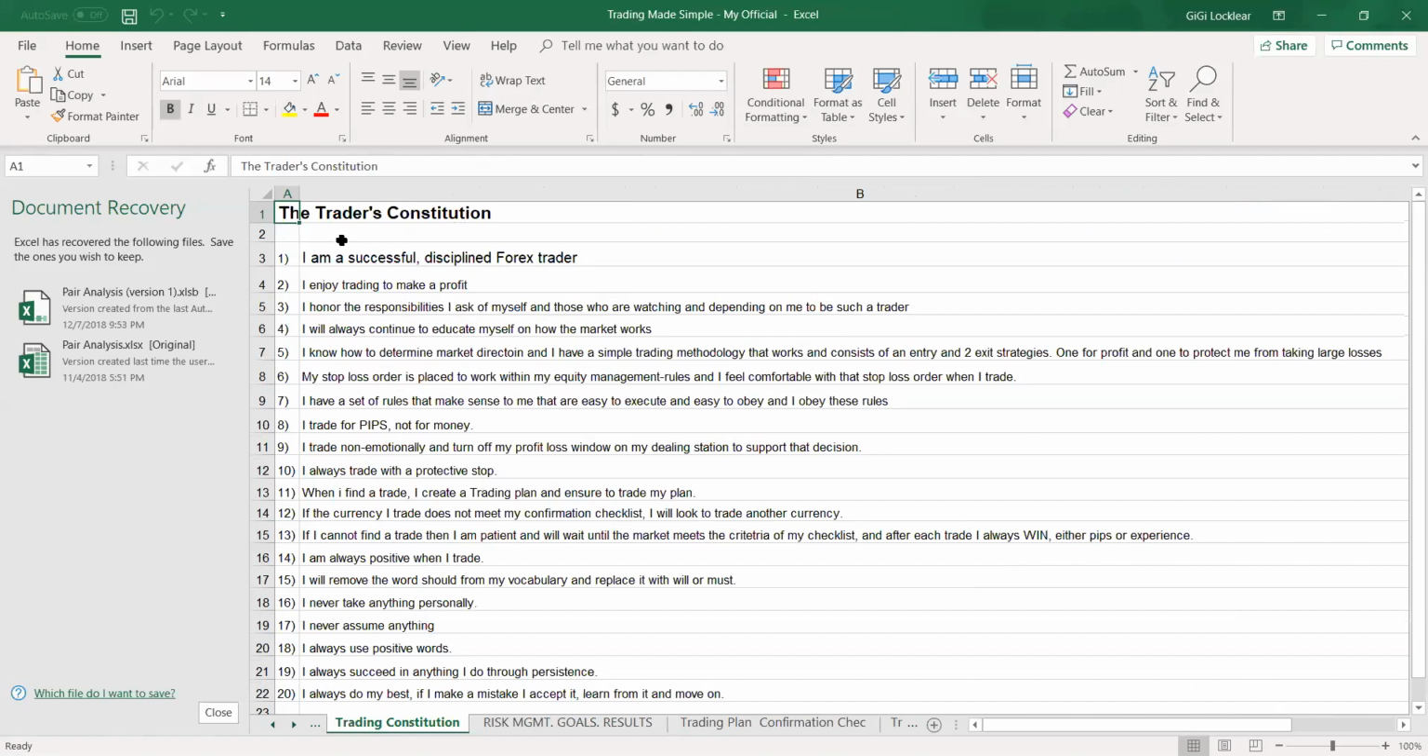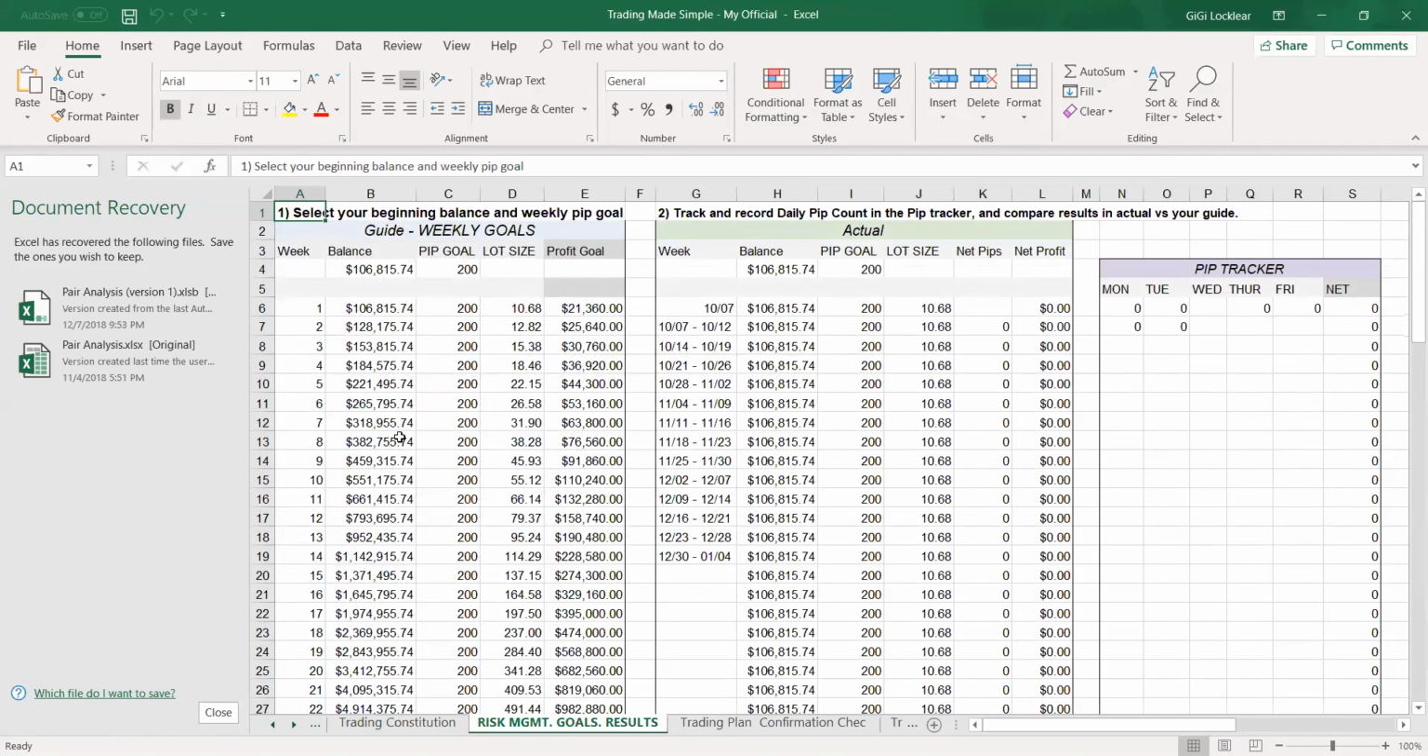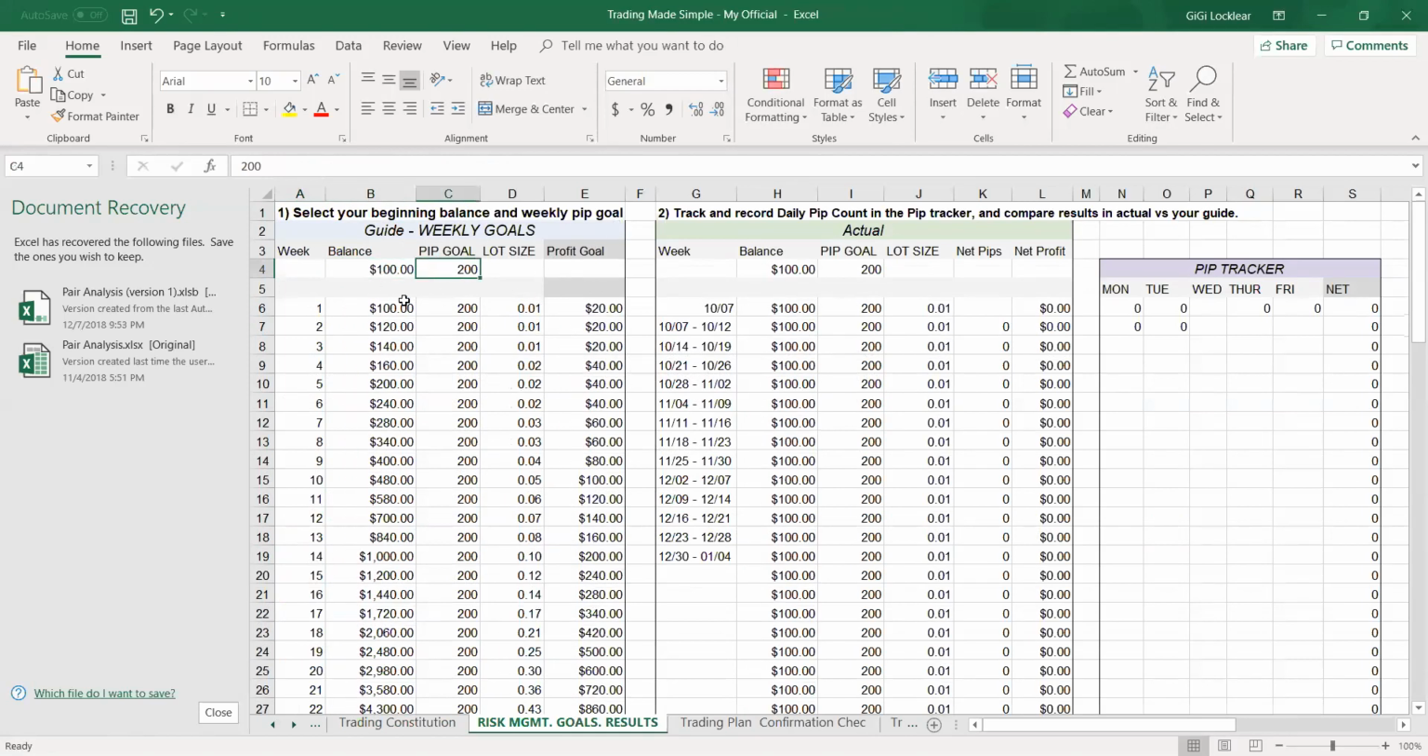and your trading constitution. You can print this off and read it to yourself, because you should always get yourself in the right mindset before you trade. You don't want to be distracted. You don't want to be trading out of desperation. But let's just say your balance is $100. You can change that, and it will go accordingly, and it will tell you what lot size to use for each dollar amount that you have. And you can track over here to the right how many pips you caught.